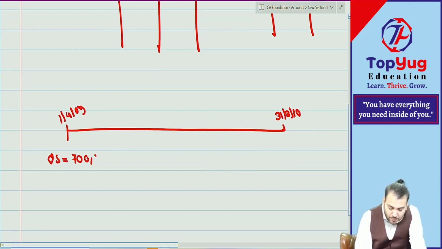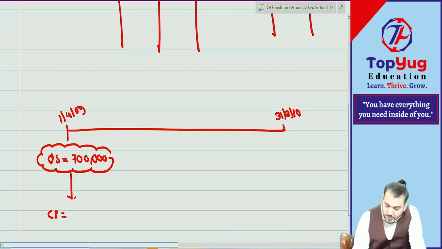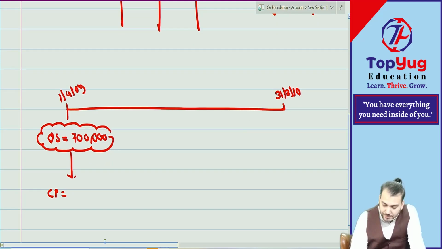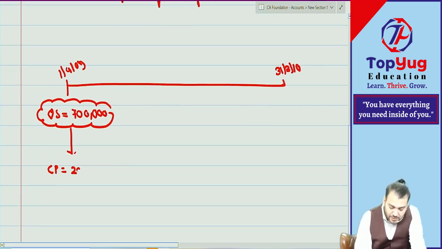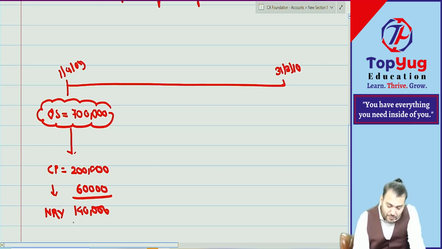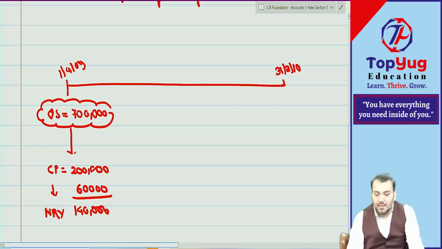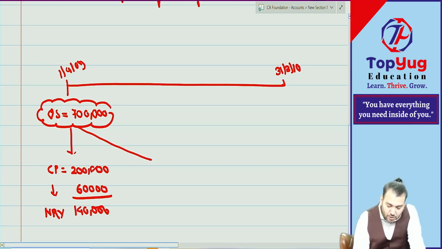What they are saying is, out of this, at the time of valuing this stock, some item whose cost price was 2 lakh was written down by 60,000. So this becomes 1 lakh 40,000, which is the NRV. So this 7 lakh includes 1 lakh 40,000. Means can I say balance stock?